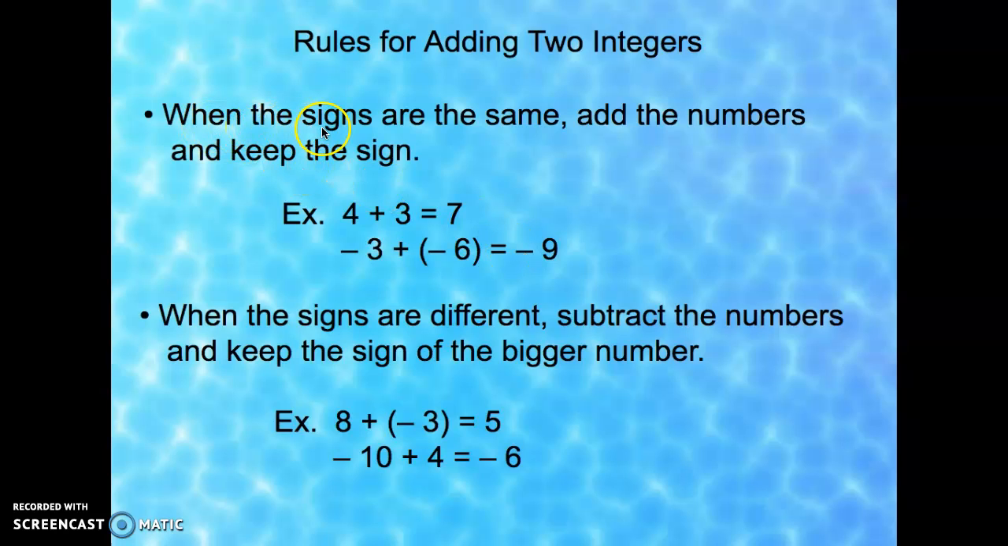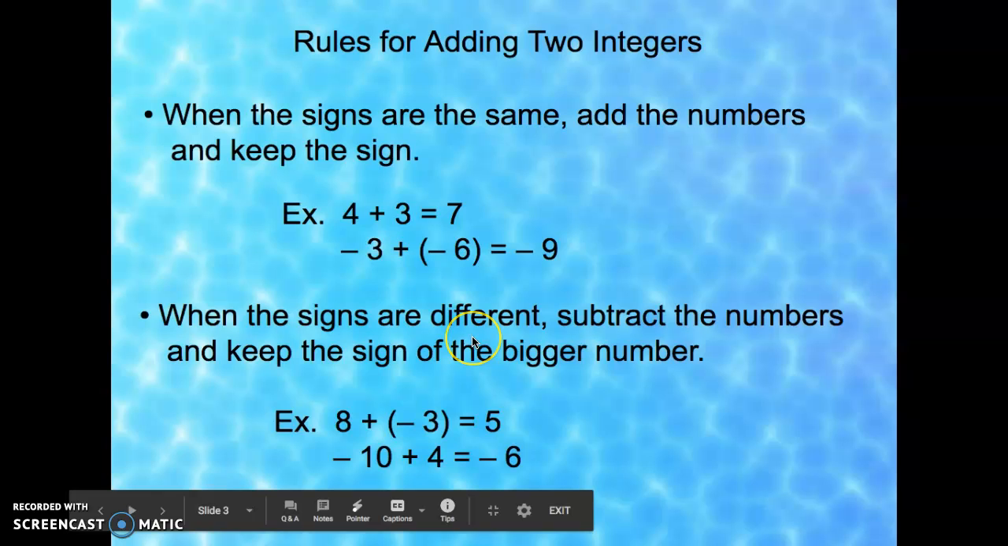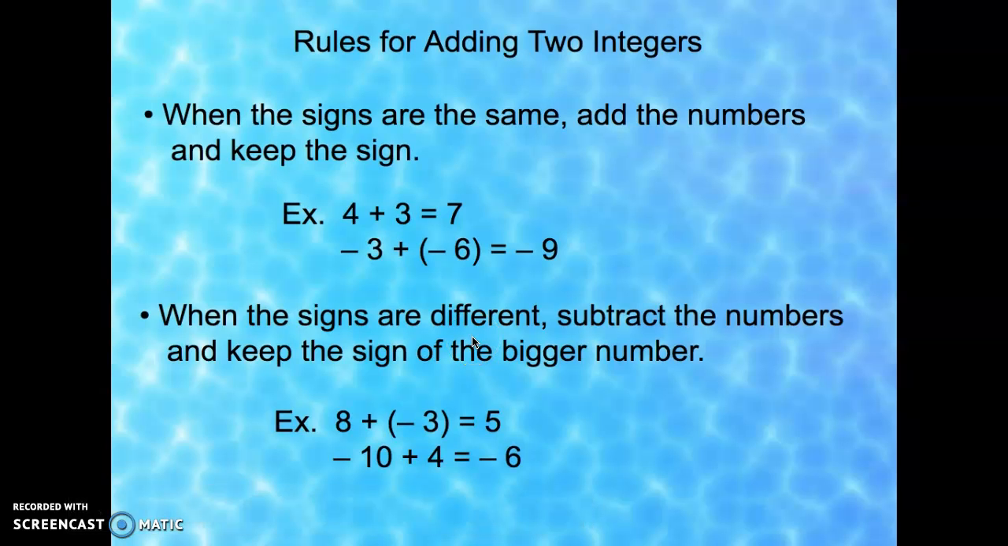So again, when the signs are the same, two positives, our answer is going to be added together and it's going to stay positive. When the signs are the same, two negatives, we're going to add the numbers and the answer is going to stay negative. Let's take a look at the rules when the signs are different. When I am adding one positive number to one negative number, even though the problem is going to have a plus sign in it, we are subtracting the numbers. And we are going to keep the sign of the bigger number.